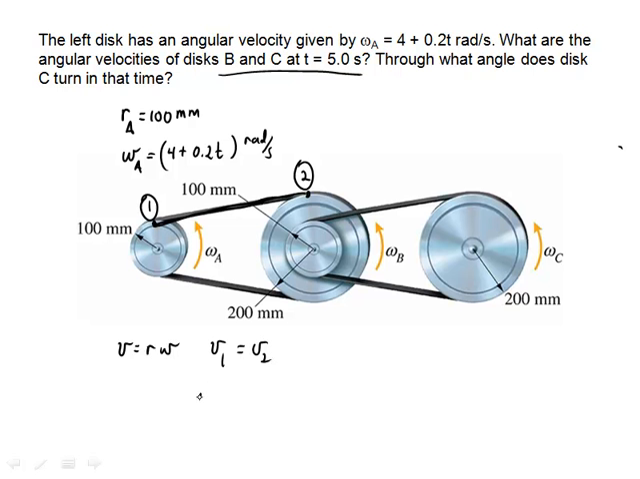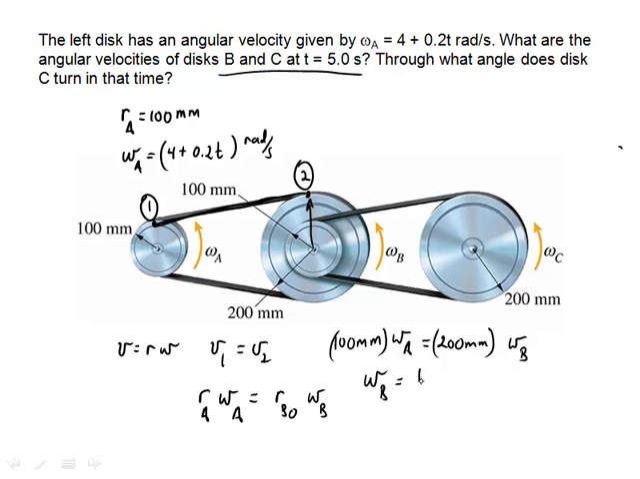But the speed of 1 is r, which is the radius of A, times omega of A. And the speed of 2 is the radius of B outer times omega of B. So the radius of A, well, that's 100 millimeters times omega A, and the radius of B outer is 200 millimeters. Multiply that by omega B. Solve for omega B, and I find out omega B is equal to 1/2 omega A. So omega B equals 2 plus 0.1 t radians per second. In other words, I just took omega A and I divided that by 2.